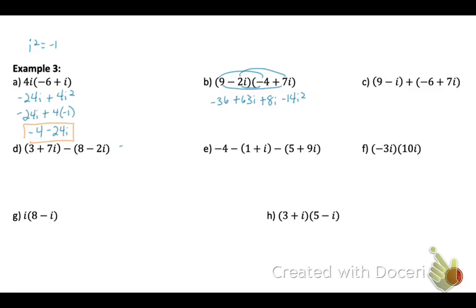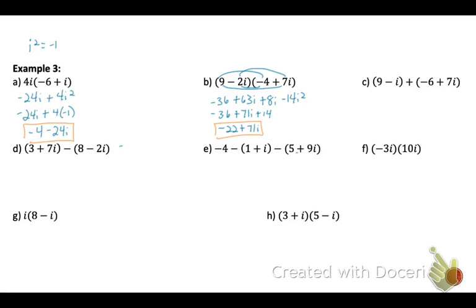On B, we're multiplying, so I'm going to FOIL: first terms, outer terms, inner terms, and last terms together. So now I'm going to combine what I can. So my 63 plus 8i gives me 71i, and I'm replacing the i squared with negative 1. Negative 1 times negative 14 is positive 14.